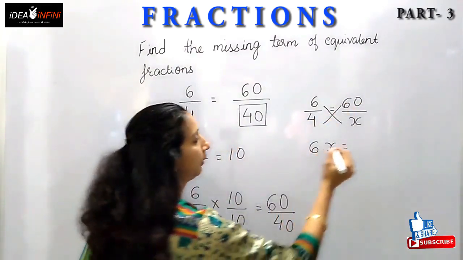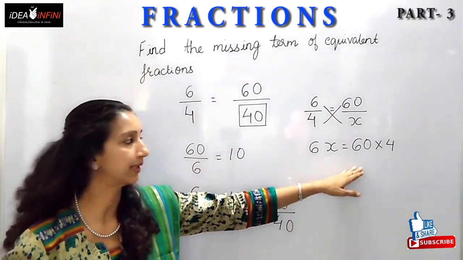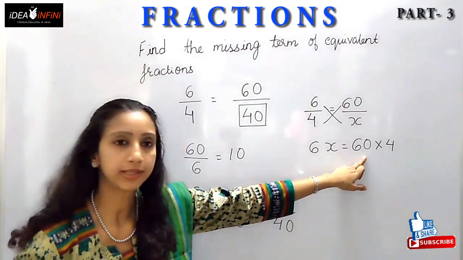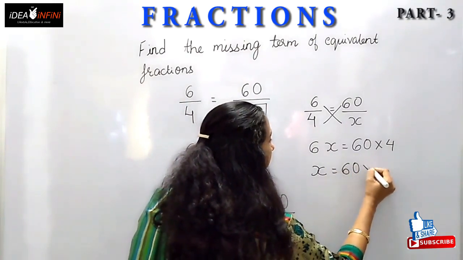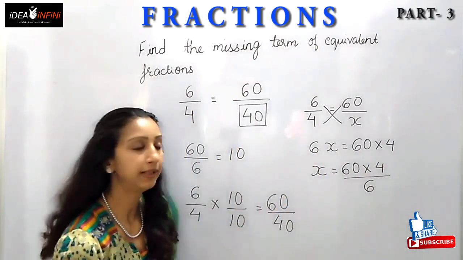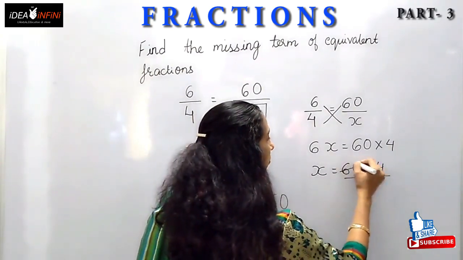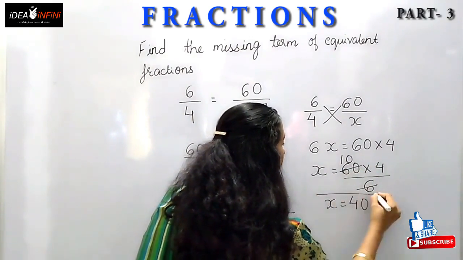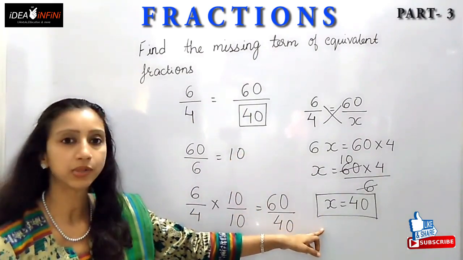60 into 4 I write here, and I am not multiplying now. I am just leaving it as it is, 60 into 4. To find out the value of x, this 6 goes down and gets divided. So it becomes x is equal to 60 into 4 divided by 6. Because this 6 was getting multiplied here, it gets divided on the right hand side of the equal to. 6 cancels out with 60 with 10, and I get the value of x as 40. Same here also, I am getting the value as 40.